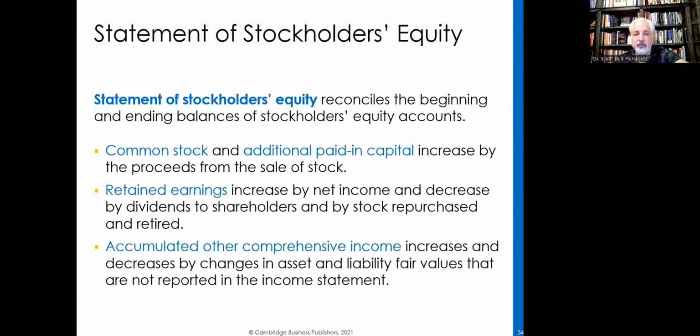And then we'll look at stockholders' equity and statement of cash flow. Those are the other 2 statements we're worried about in the terms. So we have common stock and additional paid-in capital. We explained that already. We have retained earnings, increased by net income and decreased by dividends, as well as stock repurchased and retired. And then that other OCI, remember those letters, OCI, other comprehensive income, increases and decreases by change in asset and liability fair market values that are not reported on the income statement. Well, why don't we report them on the income statement?